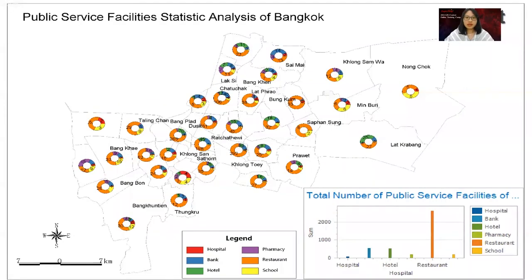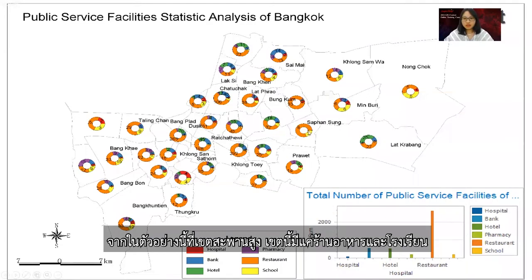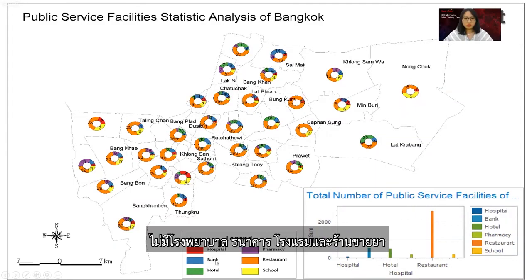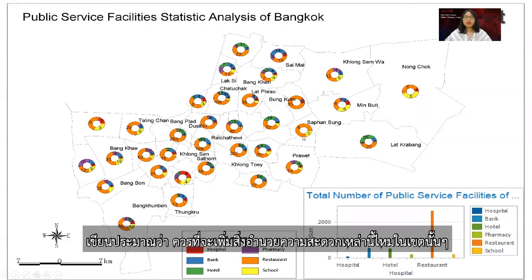And also as we can see from here, just like this, the Sun City only has restaurants and schools. This city doesn't have a hospital and doesn't have a bank, hotel, or pharmacy. So you can put forward suggestions on whether these facilities can be further increased in this city.